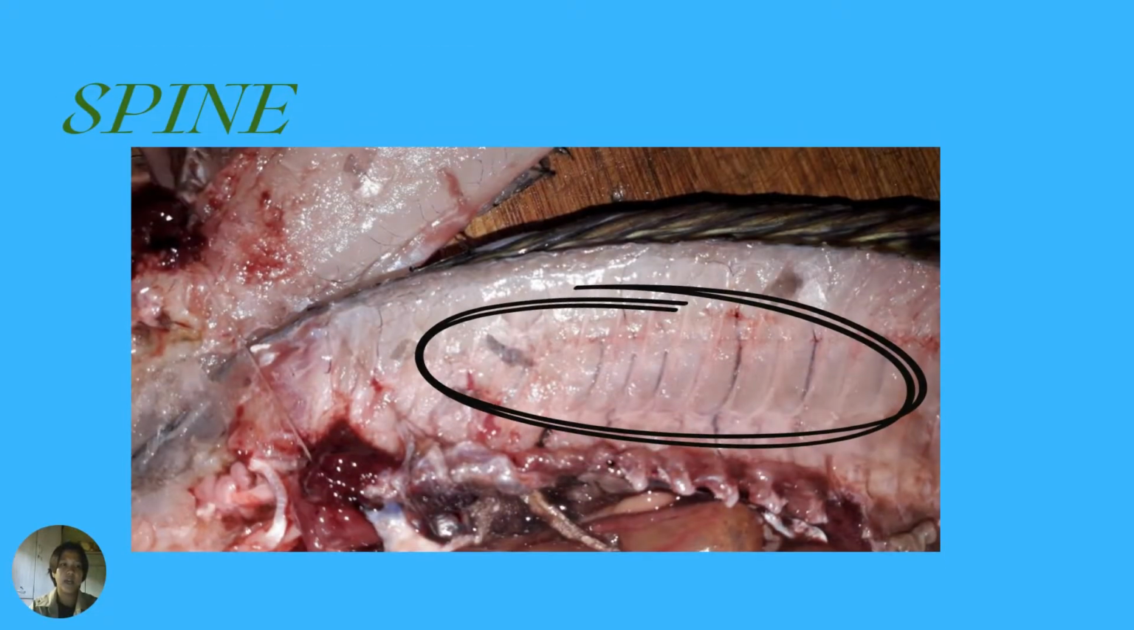Next, we have a spine. The vertebral column of fish is differentiated into two regions: the trunk vertebrae, which cover the portion of the body between the skull and the tail, and the caudal spine.